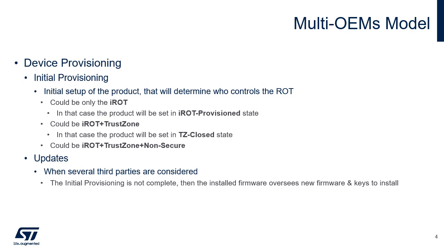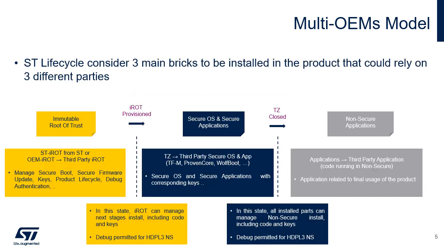When several OEMs contribute to install all images, a sequence of installs is required, starting with IROT provisioning. The last installed firmware oversees new firmware and keys to install. A typical MCU device lifecycle is based on 3 separate installs. For each step, the STM32H5 proposes secure lifecycle management mechanisms embedded in the hardware.